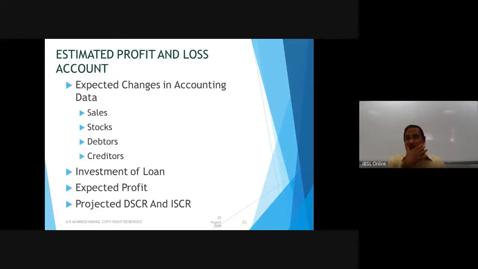Interest service coverage is applied for overdrafts. To service interest, how much profit should there be? We also normally accept 2 to 1.